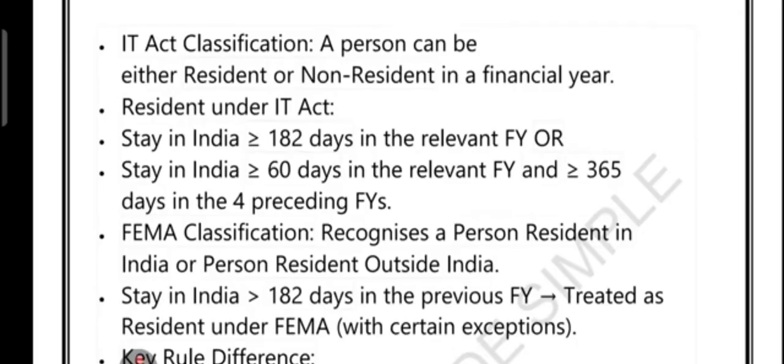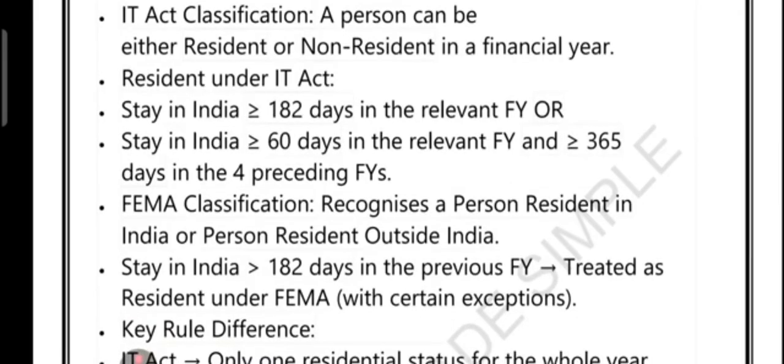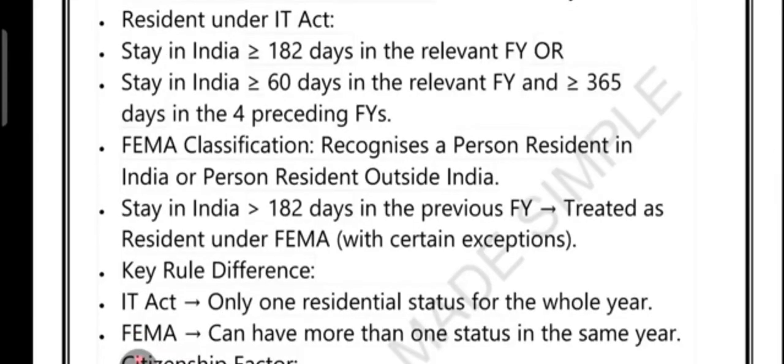But FEMA is about whether you stayed in India for more than 182 days in the previous year or not. And your status can change within the same year here. That's the main difference: the IT Act says one status for the whole year, but FEMA says the status can change partway through the year.